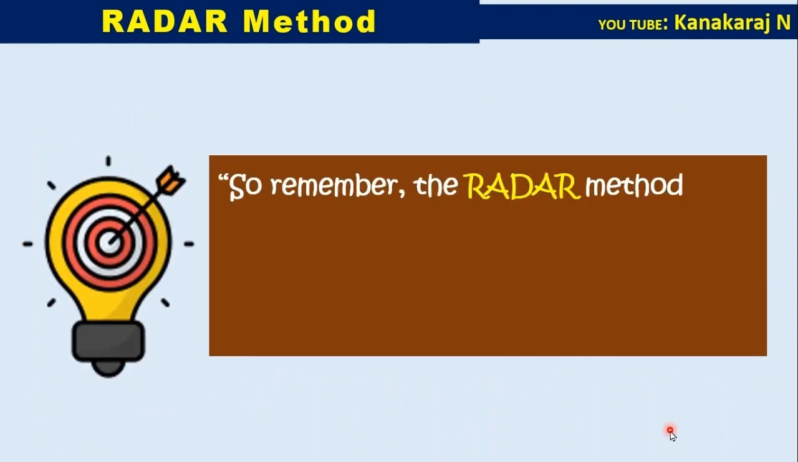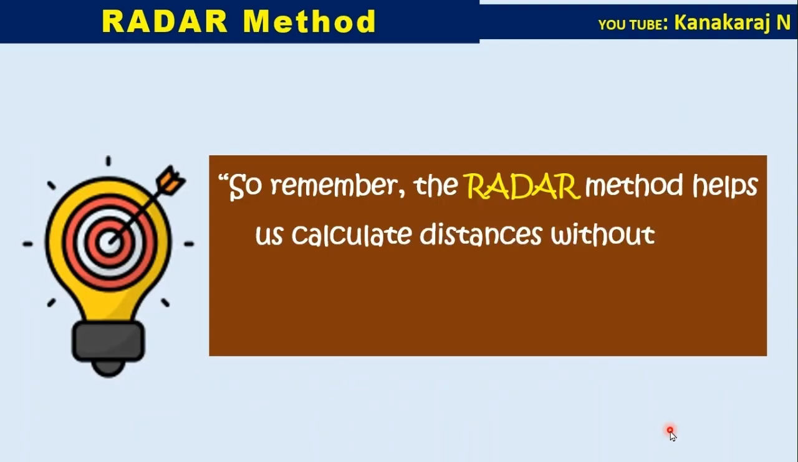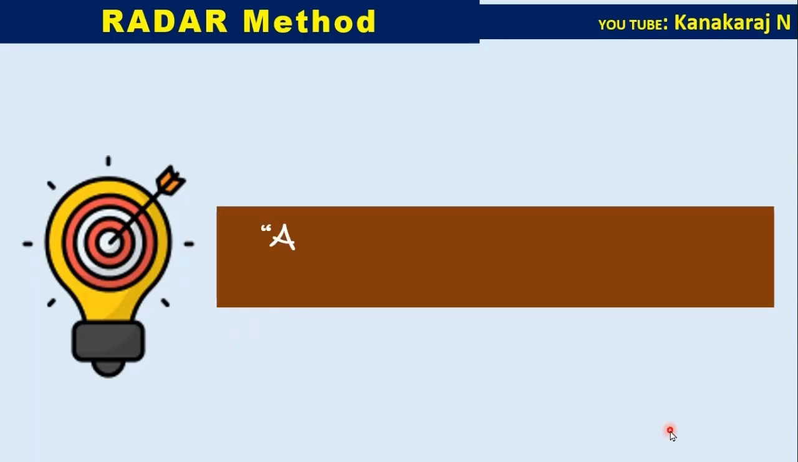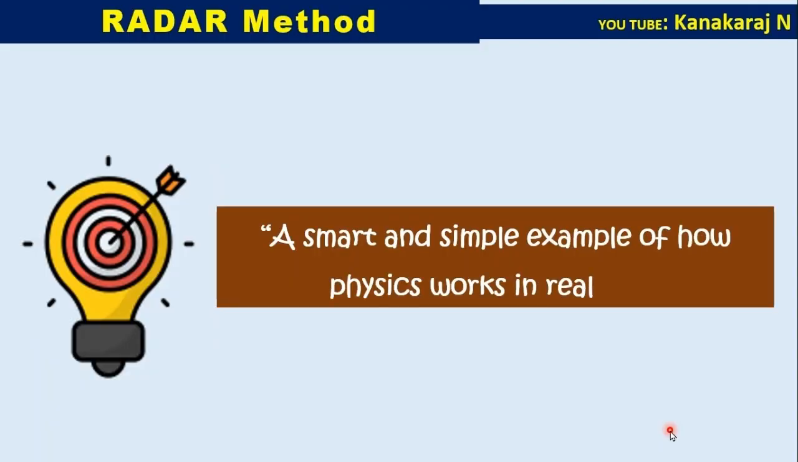So, remember, the radar method helps us calculate the distance without even touching the object, using just radio waves and time. A smart and simple example of how physics works in real life.